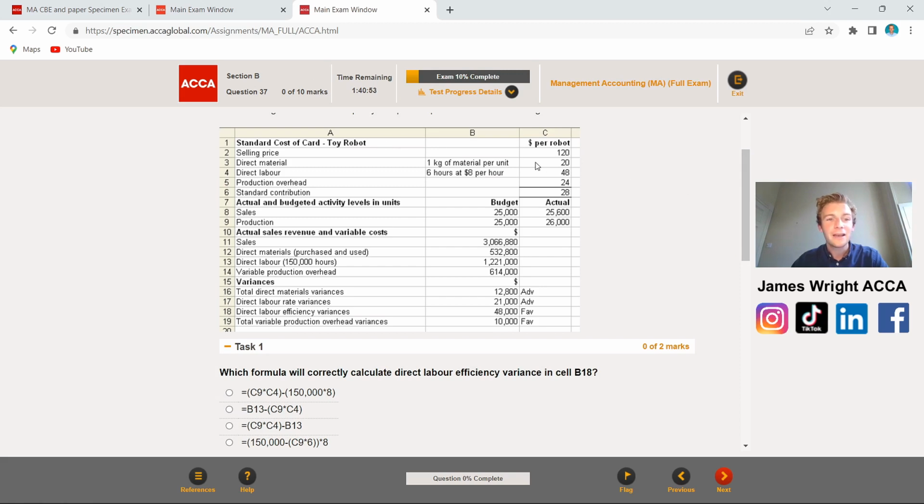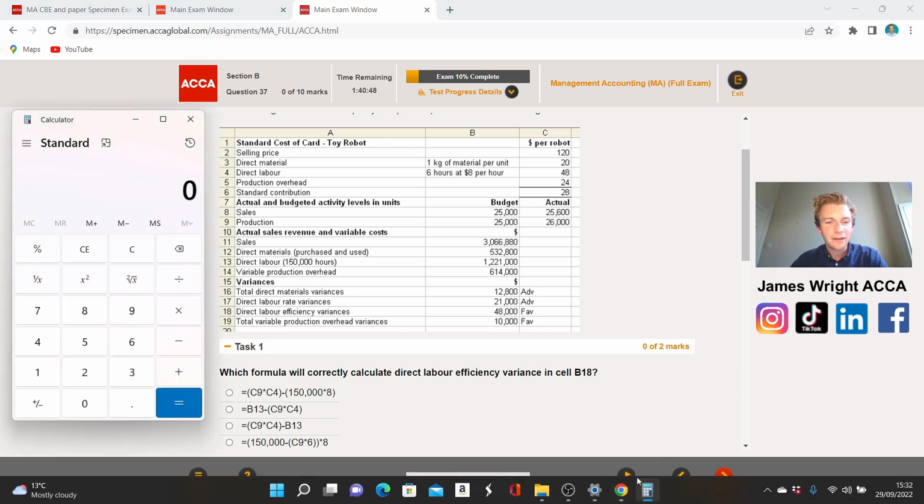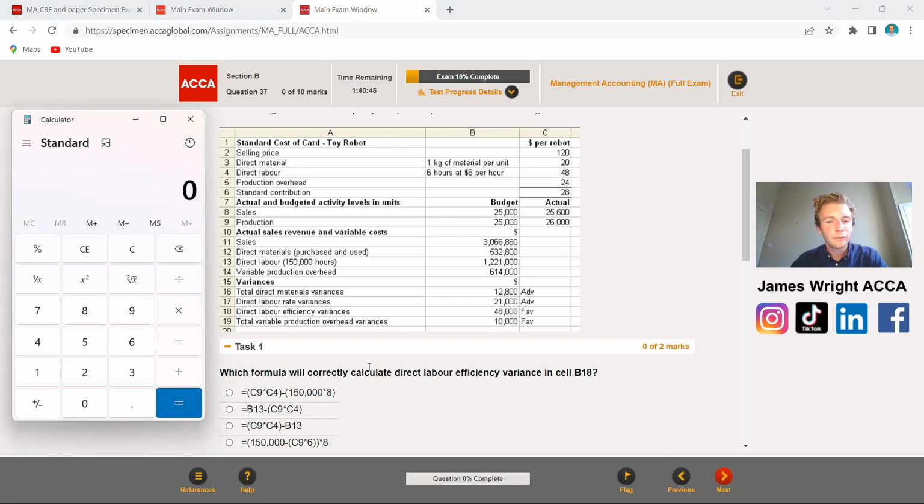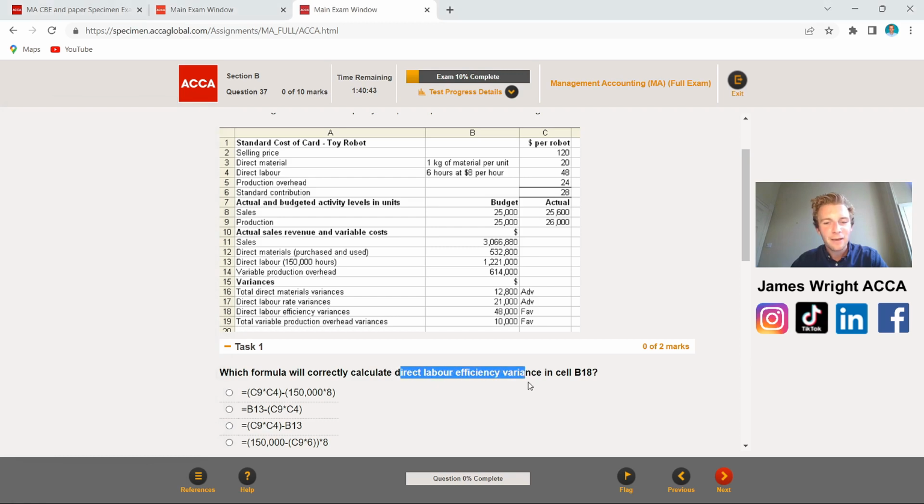In Excel, you've got the rows and columns, 1 to 19, and A, B, and C. We were asked all about the formula which will calculate the direct labour efficiency variance for B18. So straight away you go down to B18, which is 48,000 favourable. Then let's work through how we're actually going to calculate this: C9 multiplied by C4. C9 is the production, and then we've got C4 of 48.